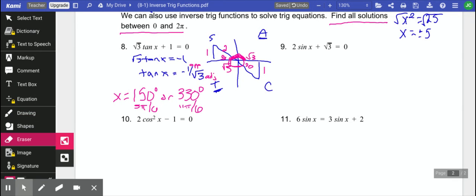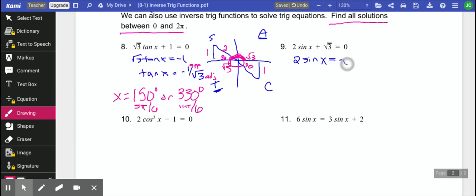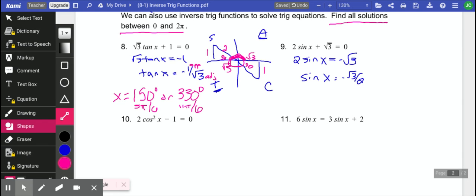Okay, let's try another one of these. I'm just moving this out of the way because I'm probably going to need more space. We're going to start out very similar. We're going to subtract the root 3. So I get 2 sine x equals negative root 3. I'm going to divide by 2. And again, I don't know what quadrants I'm in for sure.